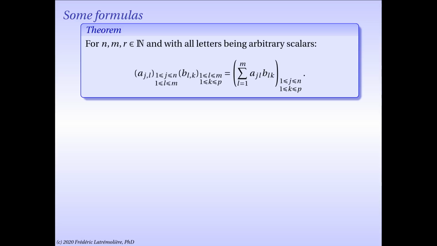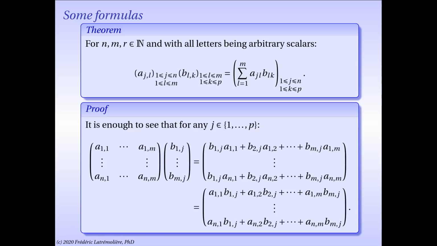Thus, if we multiply a matrix with entries a_{j,l}, where j is between 1 and n, and l is between 1 and m, with a matrix with entries b_{l,k}, where l is in the same range, and k is between 1 and p, then the entry of the product at some coordinate (j, k), that is on the jth row, kth column, is the sum over l from 1 to m of a_{j,l} times b_{l,k}. The proof is immediate by applying our definition of the multiplication of matrices.